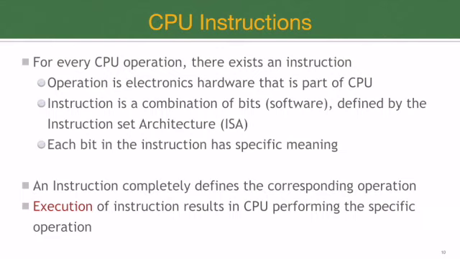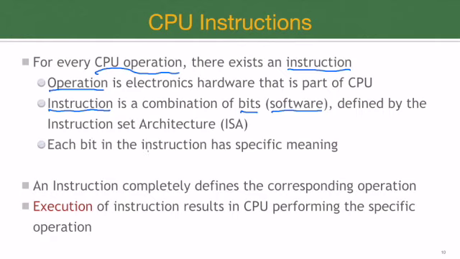So far I have been using the words operation and instruction interchangeably, but now let's look at the difference between a CPU operation and a CPU instruction. For every CPU operation, there exists an instruction. So what is the difference between an operation and an instruction? An operation is electronic hardware that is part of the CPU. An instruction is a combination of bits, a 0-1 value, and therefore it's software.